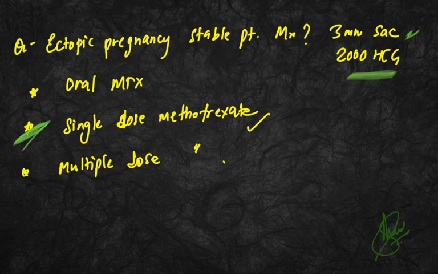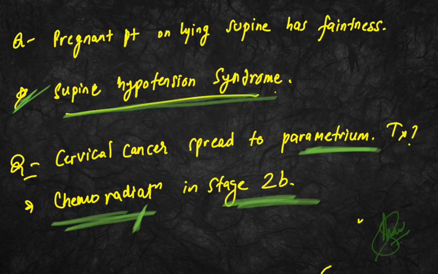Ectopic pregnancy, stable patient, 3 mm sac, 2000 HCG. So, what will be the management in this stable patient? Oral methotrexate, single dose or multiple dose? Single dose methotrexate will be the answer in these kinds of stable patients.